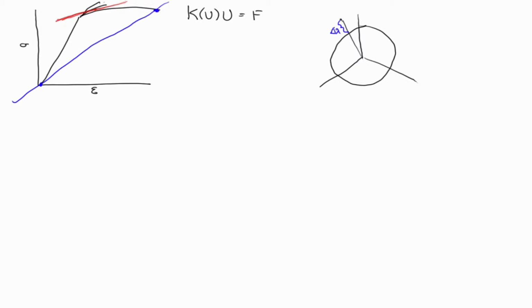And our choice, and I'll write some equations down here in a second, but our choice in how we decide to return ourselves to the yield surface affects the overall tangent stiffness. And so the tangent stiffness has to be consistent with the algorithm that we use to get ourselves on the yield surface. And if you do that right, you can maintain the quadratic convergence properties of the method.